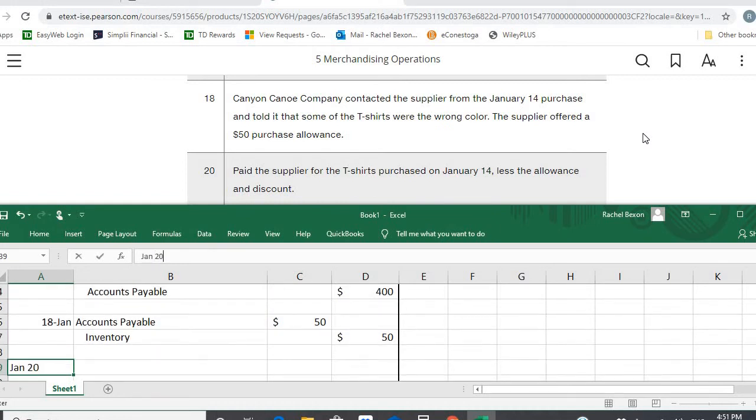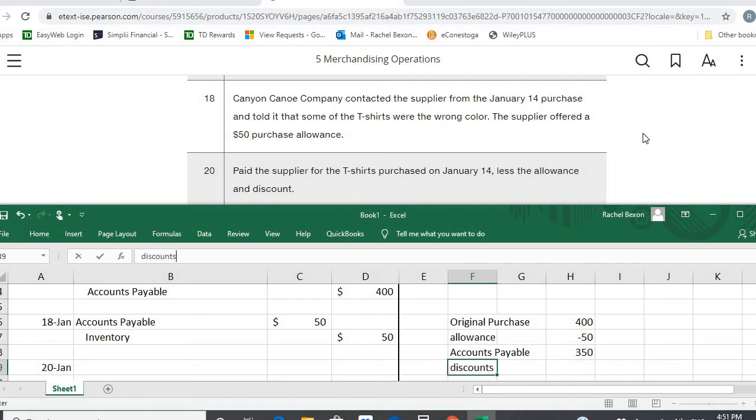Now on January 20th, we're going to pay the supplier for those t-shirts. Remember that our discount terms were 4% if paid in 15 days. And since the original purchase happened on the 14th, we are definitely within the discount period. But some things have happened. The original purchase was for $400. Then we got an allowance that reduced the amount owing by $50, which means the amount currently owing, our outstanding account payable, on this is only $350.